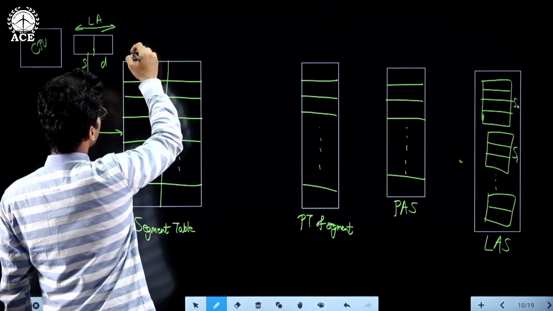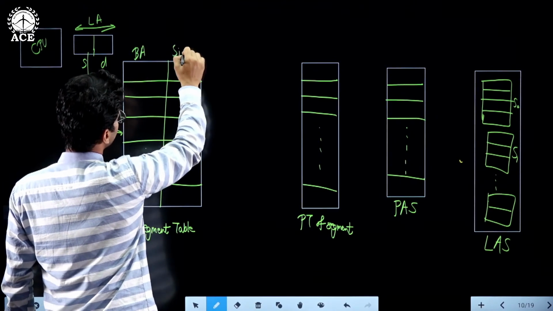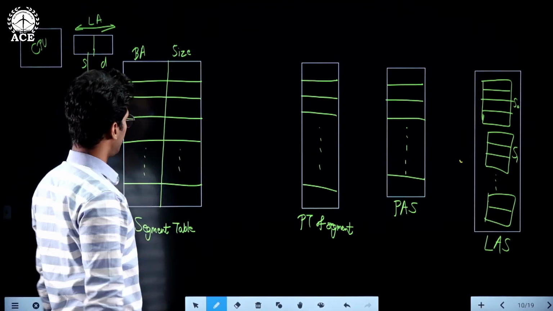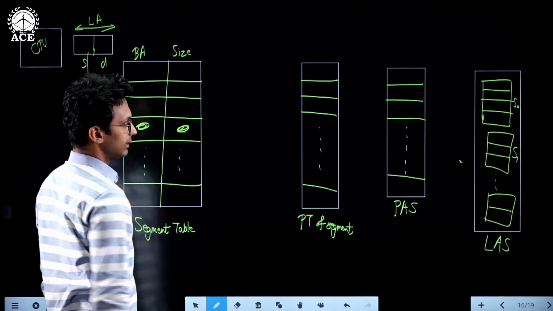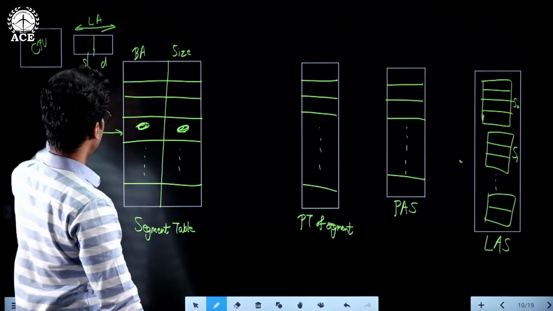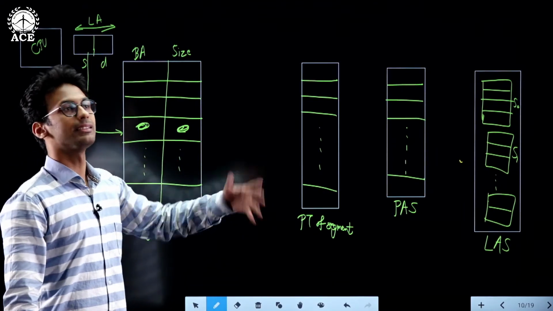You tell me what will it contain? This will be base address. This will be size. Done. We'll get that base address. We'll get that size. Isn't it? If that D exceeds size, then there is an issue. If D doesn't exceed size, there is no issue.